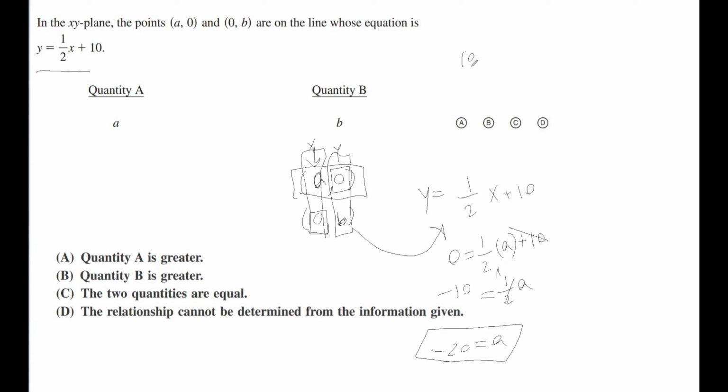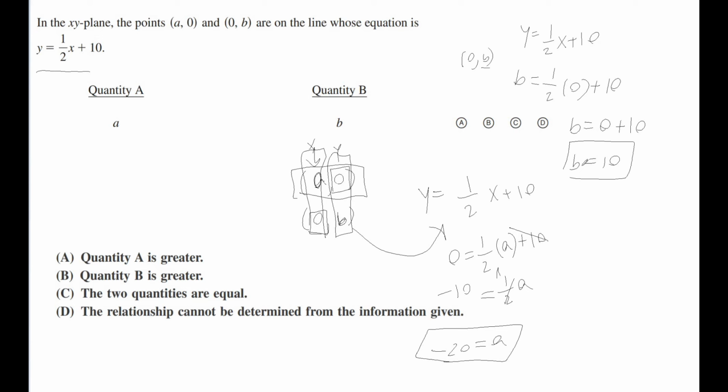The second one is (0, b), right? So take the same function, and now we know what the y is going to be. So we take the function y is equal to 1/2 x plus 10, and we put b is equal to 1/2 of 0 plus 10. Alright, so 1/2 of 0 is 0, so b is equal to 0 plus 10. And then that gives us that b is equal to 10.